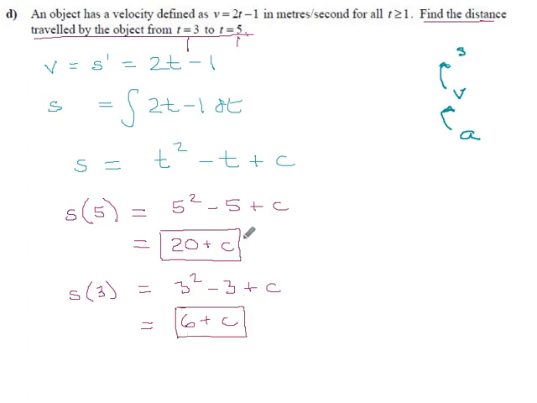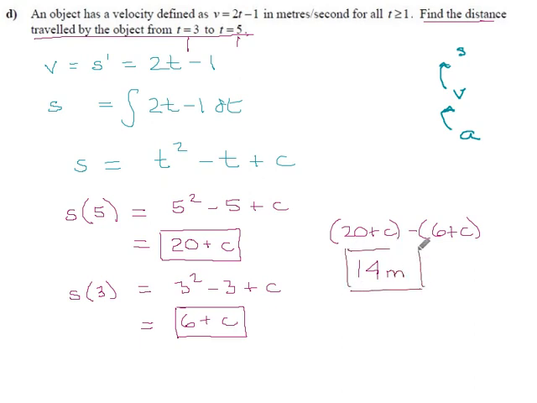If you want to know how far you've moved between these two, you subtract them. 20 plus c minus 6 plus c, and look what happens. 20 minus 6 is 14. C minus c is 0. So the c's were hanging around and making this thing look lousy, but in the end they canceled out, and we were able to answer this thing even without knowing what the c is.